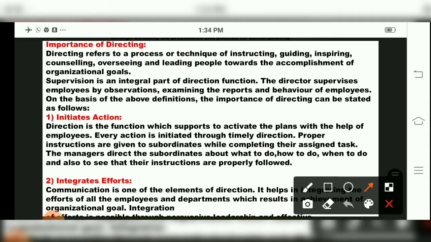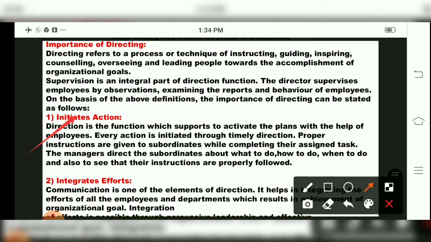So our first thing over here, importance of directing is initiates action. The first importance. Now what is this? Initiate action means whenever direction takes place according to the planning, the action will be initiated through timely direction. Proper instructions will be given to the subordinates while completing the assigned task. So the manager directs the subordinates about what to do, how to do, when to do, and also sees that their instructions are properly followed.